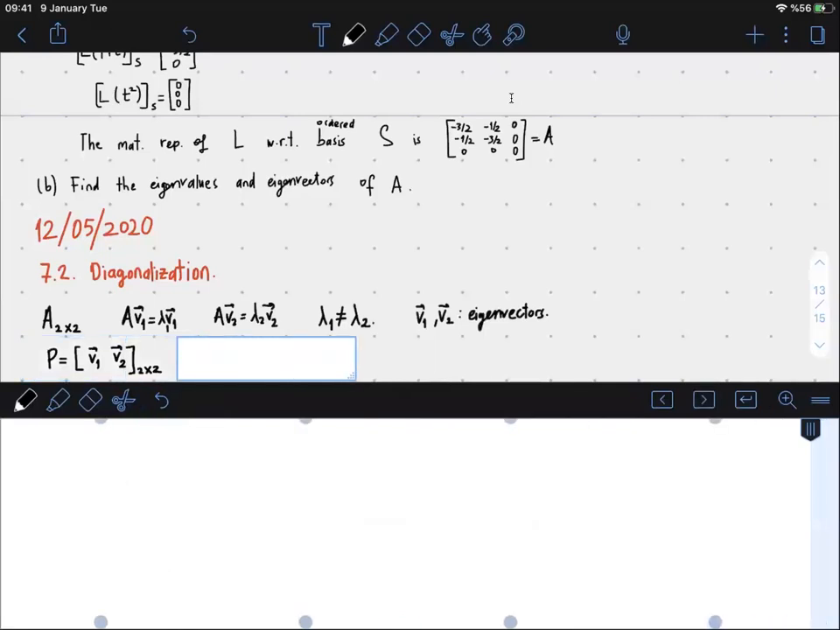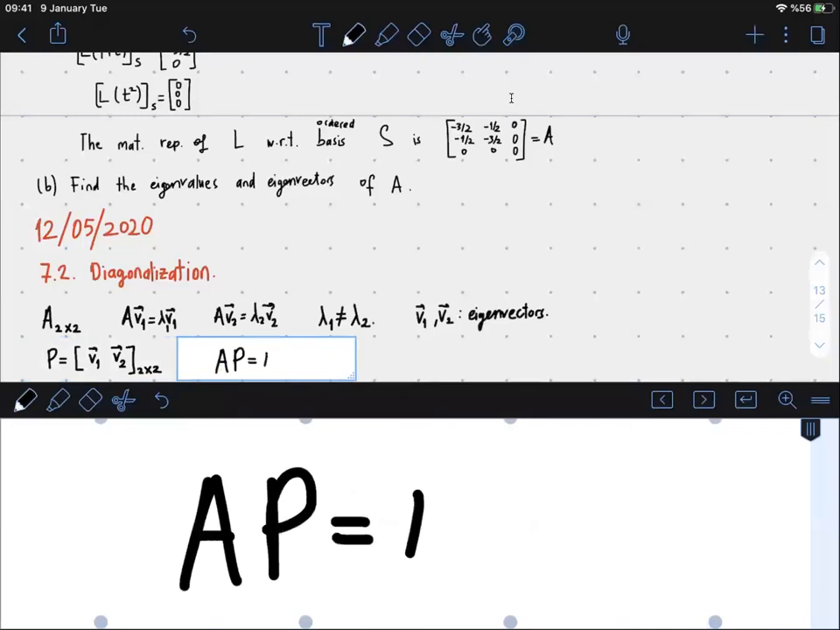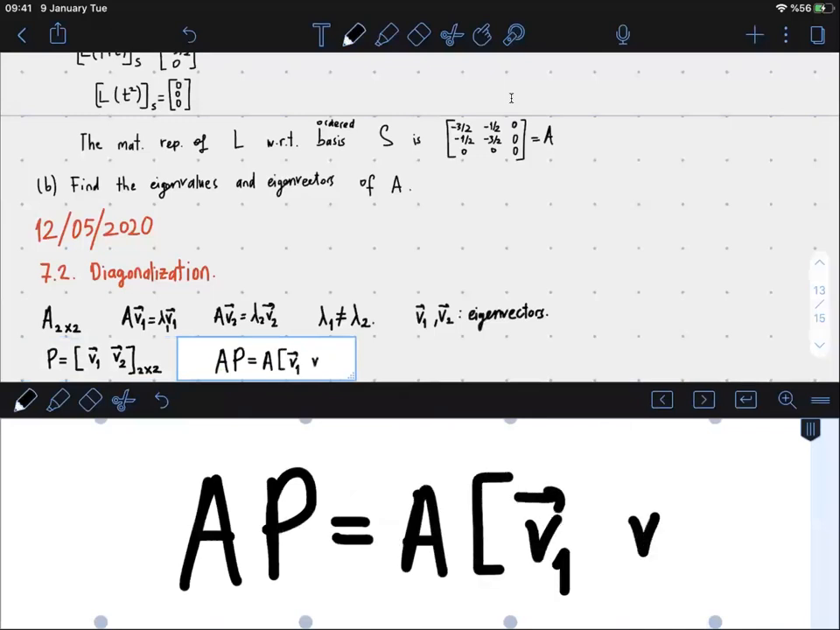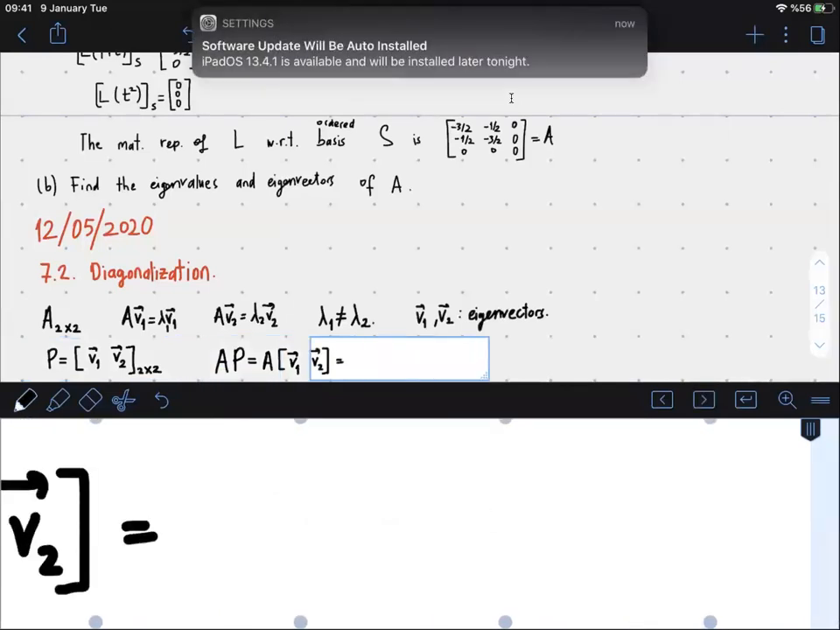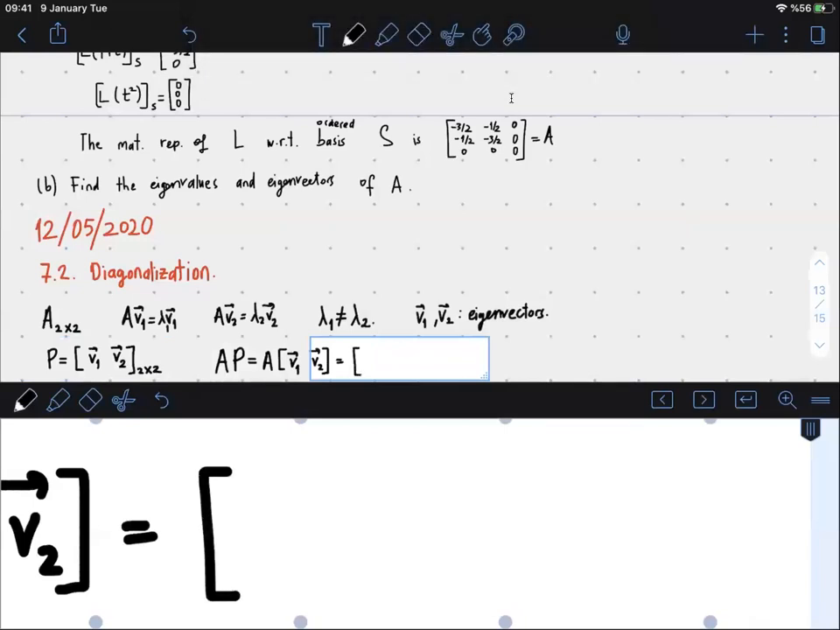Now, let's see what happens if I take this product, A times P. Can I multiply these two matrices? This is a 2 by 2 matrix and P is a 2 by 2 matrix. Yes, I can do that. And what does the result look like? Let me write the matrix P again. There's an easy way of taking this product.